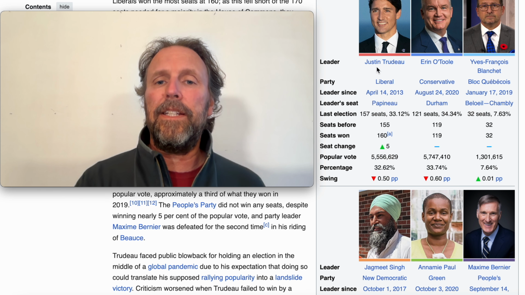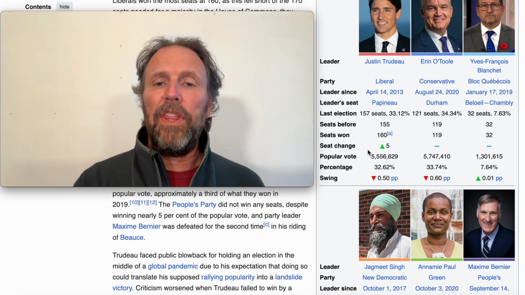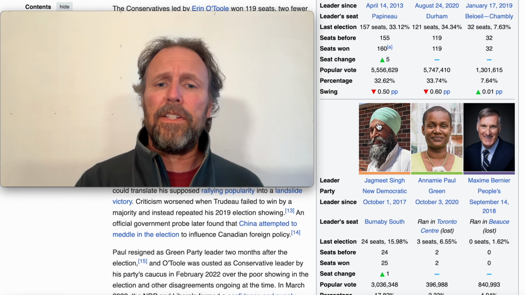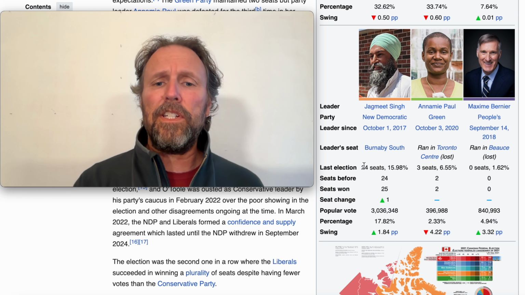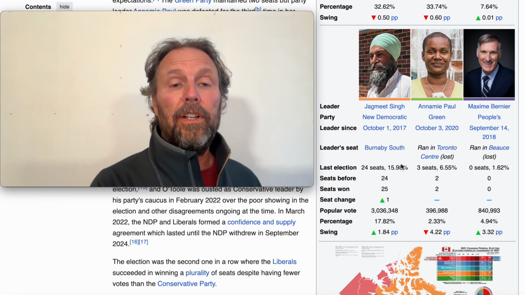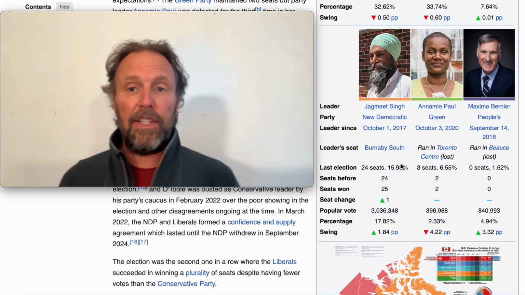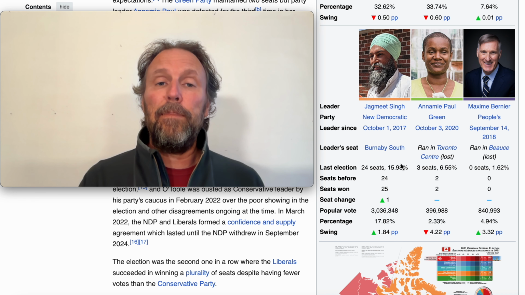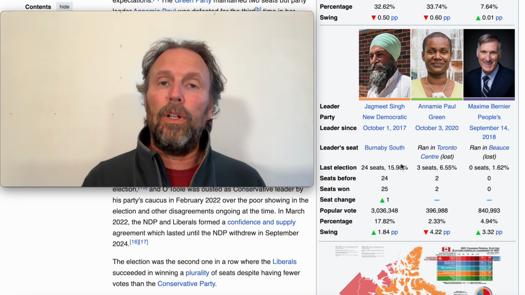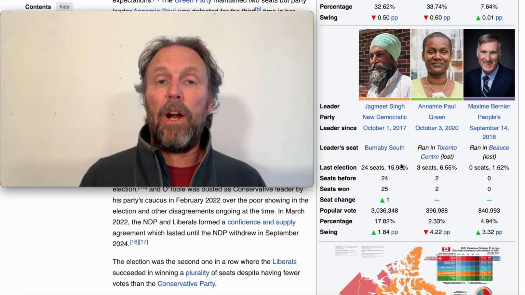So what they did is they made a deal with the NDP. They added their 157 seats with the NDP's 24 seats, and that got them over 170, and they've ruled that way until this election. Now, the leaders have changed, but let me explain now how the popular vote and seat total, how that's going to be a challenge for each party in this election.